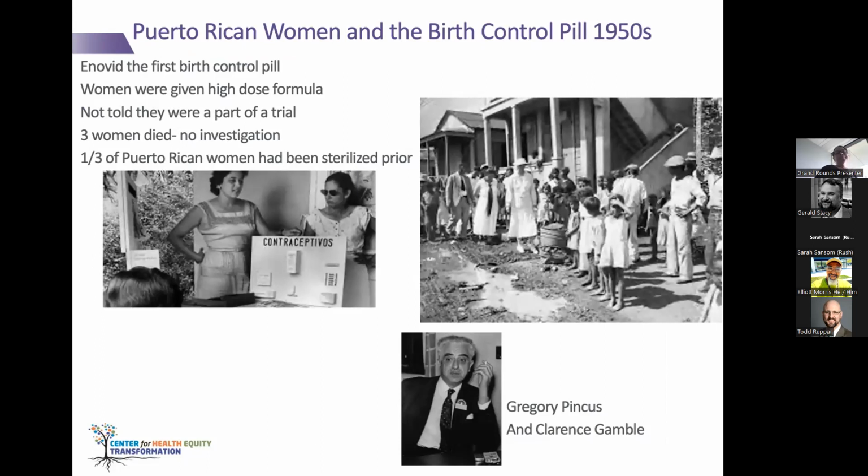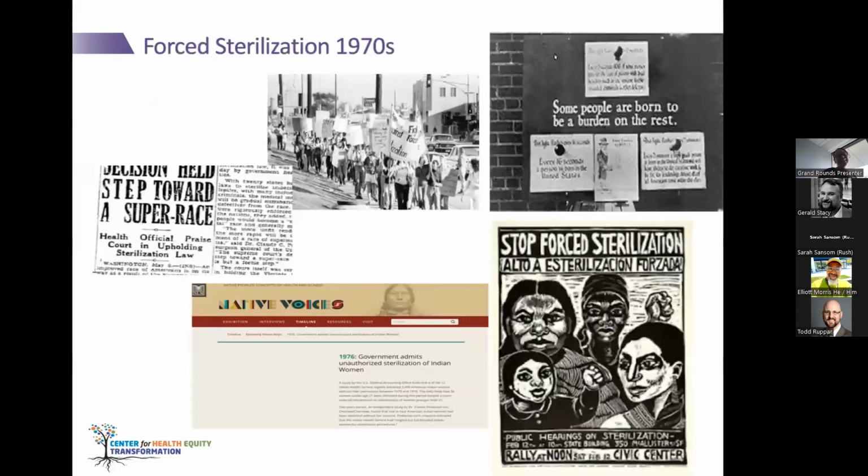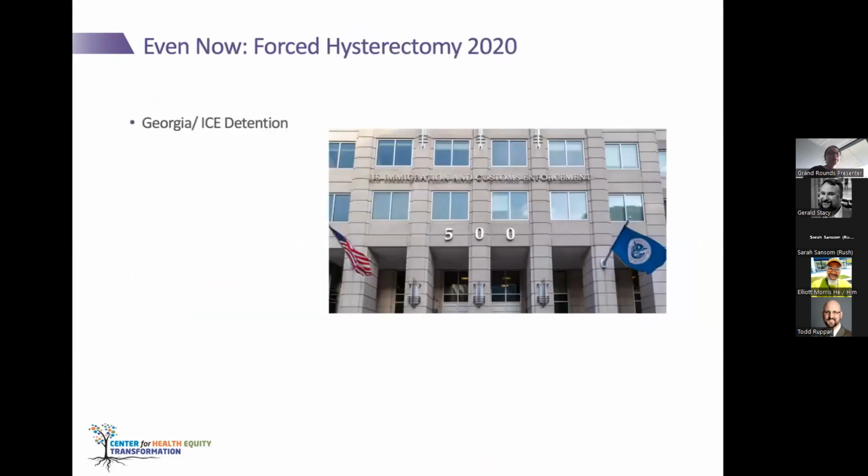modern day birth control pill in the 1950s. So that wasn't that long ago, right? And some of us were alive during that time, right? And forced sterilization, not only in the 1970s, but forced hysterectomies in 2020.